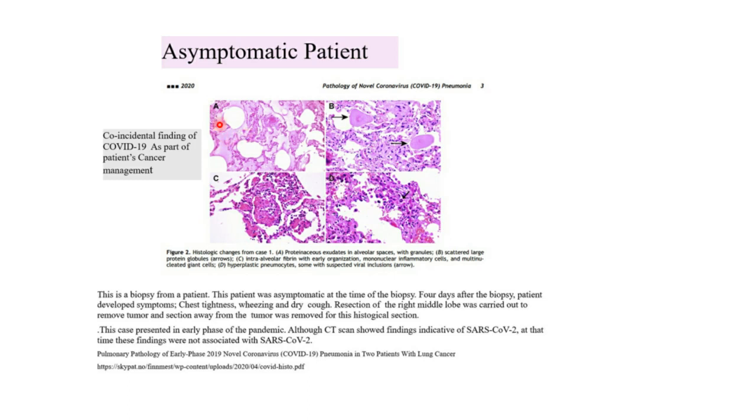Look at this. Proteinaceous exudate in the alveolar airspace. Protein globules in the alveolar space. Balls of fibrin. Intraalveolar fibrin with early organization. Inflammatory cells and multinuclear giant cells. Hyperplastic pneumocytes.